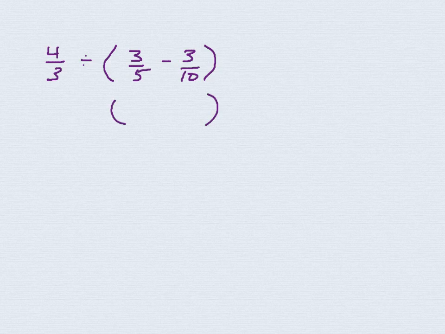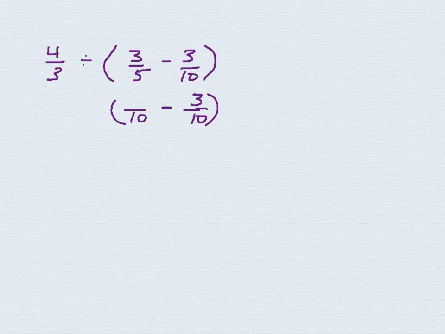Here's a more challenging one. So say you had 4 over 3 divided by, then a bracket with 3 over 5 minus 3 over 10. End of brackets. Your job is to follow the order of operations. So brackets first. In this bracket we have a subtraction, and all subtraction questions must have a common denominator. A denominator of 10 and a denominator of 5, the lowest common multiple that they both go into is 10. So the second fraction would remain exactly the same. 3/10 is equivalent to 3/10.